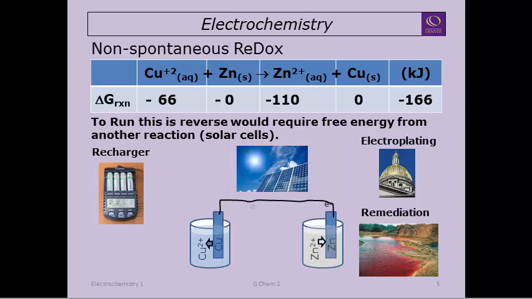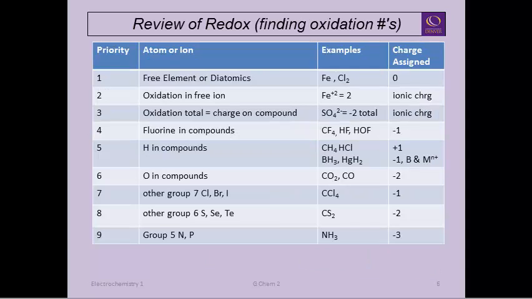So that's just some applications for electrochemistry, and I want you to think about, in general terms, that electrochemistry is either the big spontaneous category or the non-spontaneous category, and we'll talk about all of these in the upcoming videos. So continuing on with the review, though, I want you to remember how to actually determine oxidation numbers.